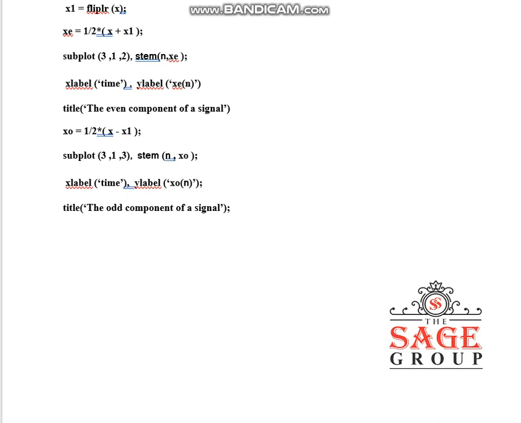Now for finding the odd component, the formula is half into x minus x1, where we know x1 is the folded version of the signal x. So for plotting, subplot(3,1,3), stem(n, xo), and xlabel time and ylabel is given as xo(n). Now the title given will be the odd component of a signal.